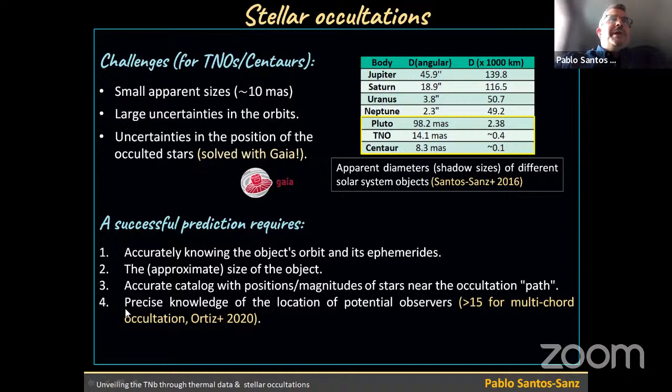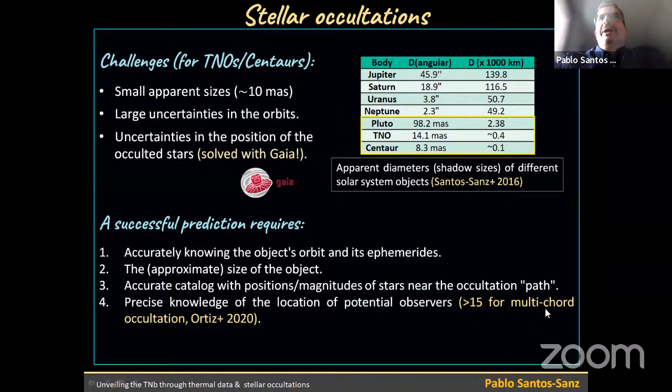And well, last but not least, we need to know potential observers in the shadow path, in the predicted shadow path. Well, this is an experimental rule. We need at least 15 observers.